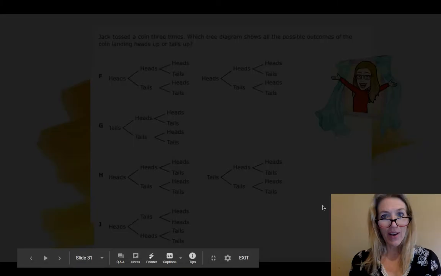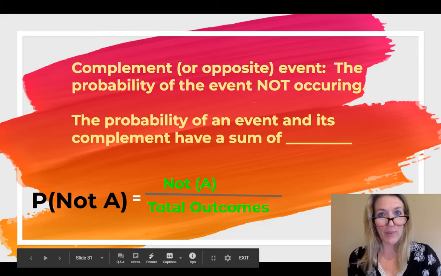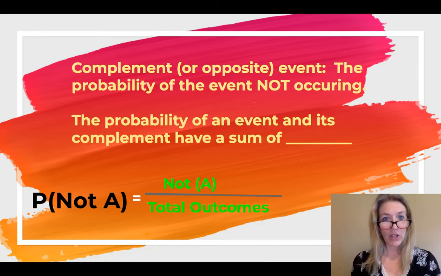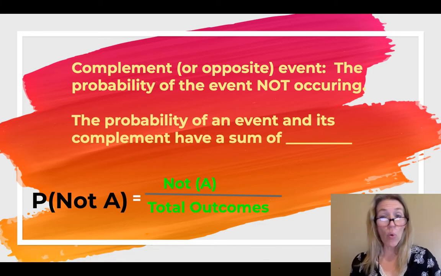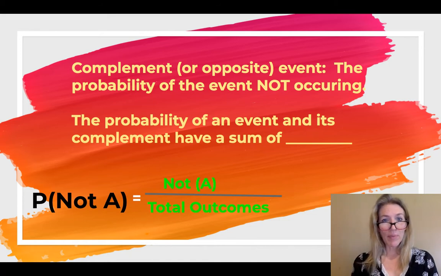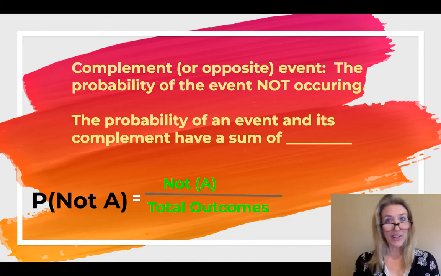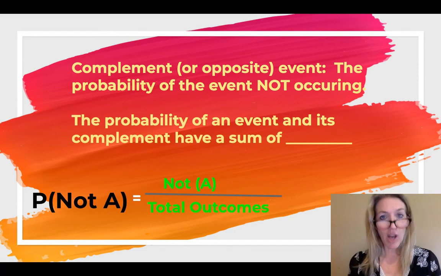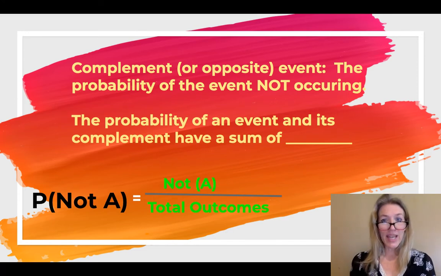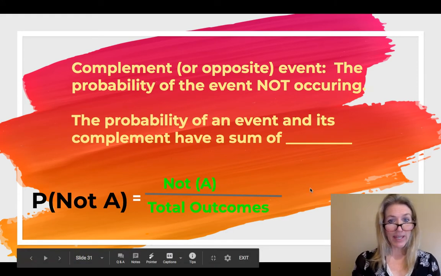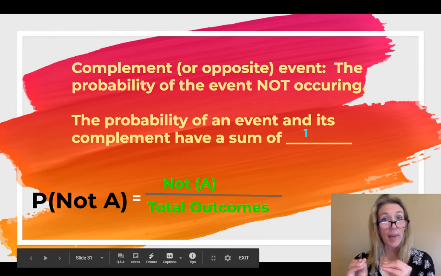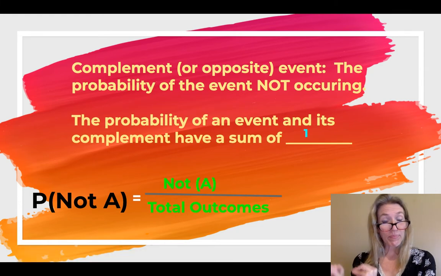And let's move on now to our new information, which is we're learning about complements today, or the opposite of an event. So the probability of an event not occurring is called a complement. The probability of an event and its complement actually have a sum of 1.